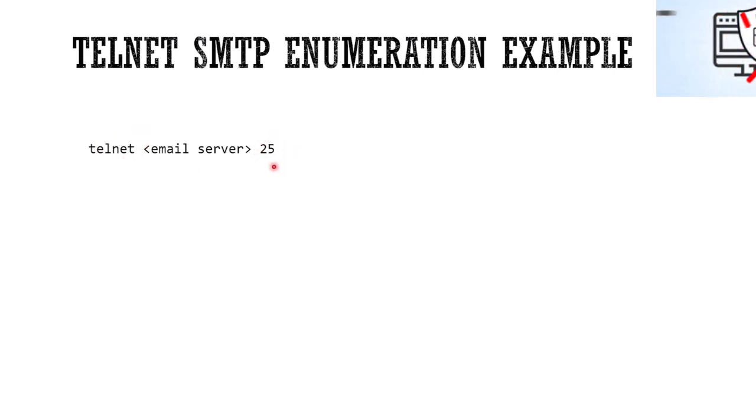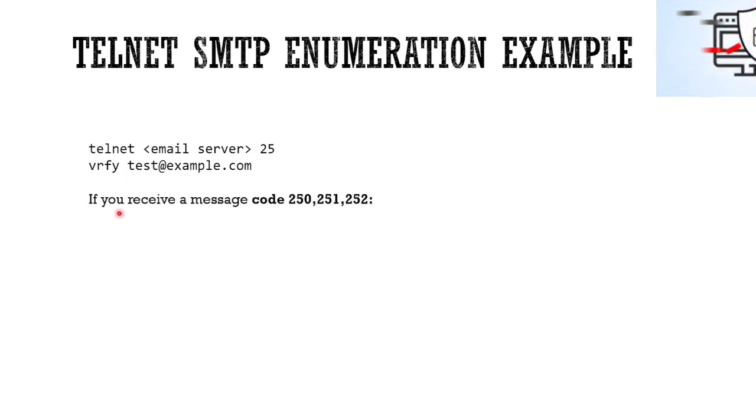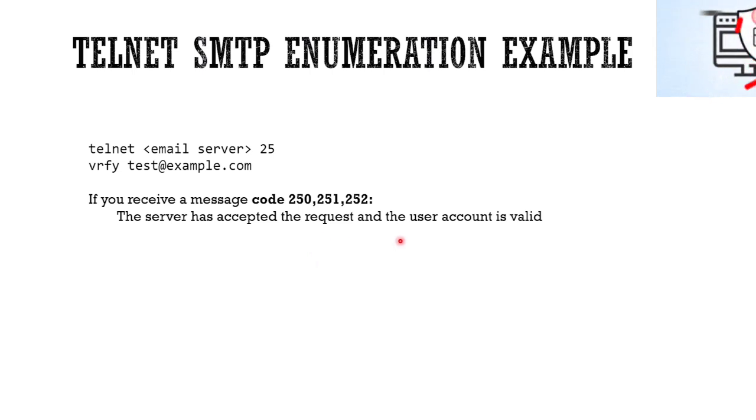And then you'll say VRFY test@example.com. Please verify for me that this email address actually works. If you get a message code in the 200s, then the server has accepted the request and the user is valid. You get a message code in the 500s, like 550, that user account does not exist or doesn't exist anymore.